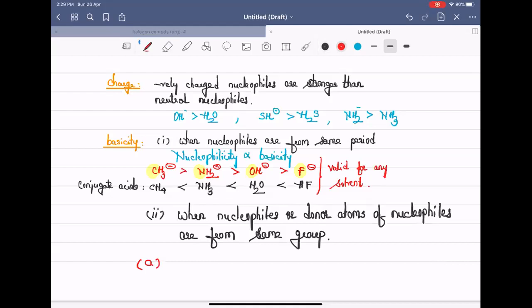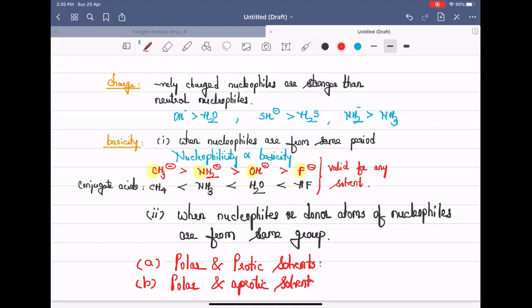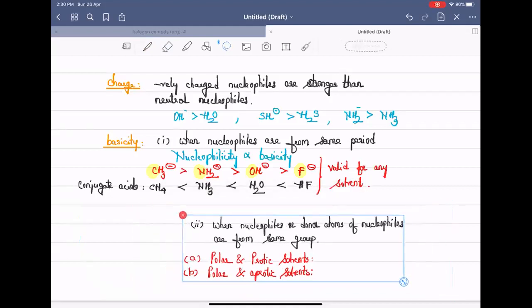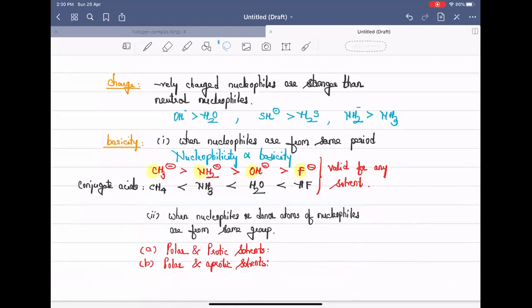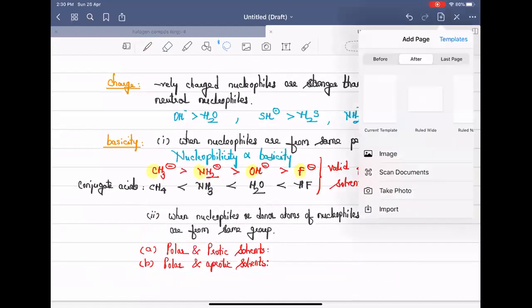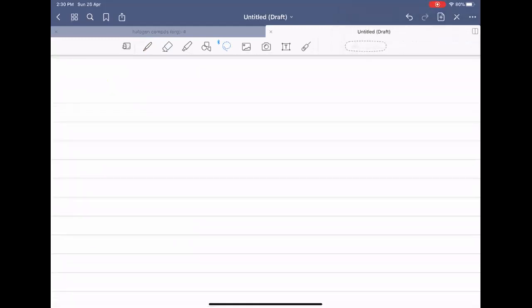So the first case is, there are two basic types of solvents: polar protic solvents, and polar aprotic solvents. Before we take up what exactly are polar protic and polar aprotic solvents, I am just going to give you some examples of them. So just moving on to that next page and giving you an idea.